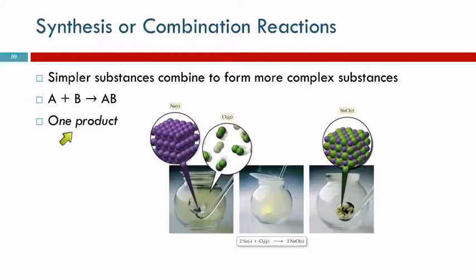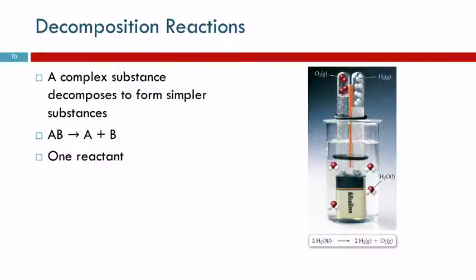So here's an example of a combination reaction. Here we've got sodium and chlorine combining, and they form one substance. When we look at the formula, we've got Na plus Cl2 forming NaCl. Decomposition, you can do this with a 9-volt battery and some tap water. We take one reactant, water, and we do something to it. Here we're passing electric current through it, and we decompose it into two substances.